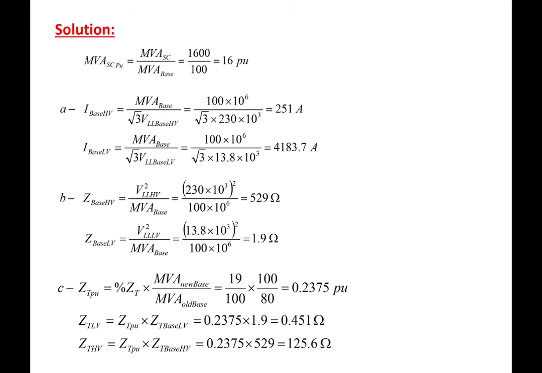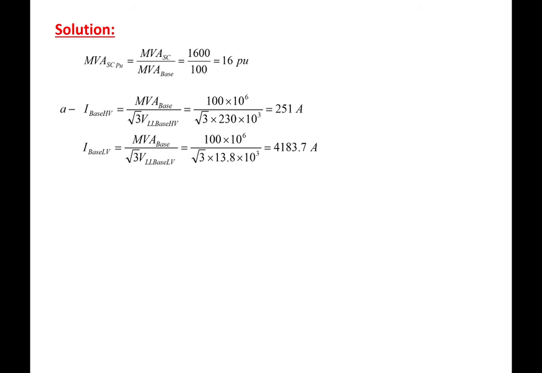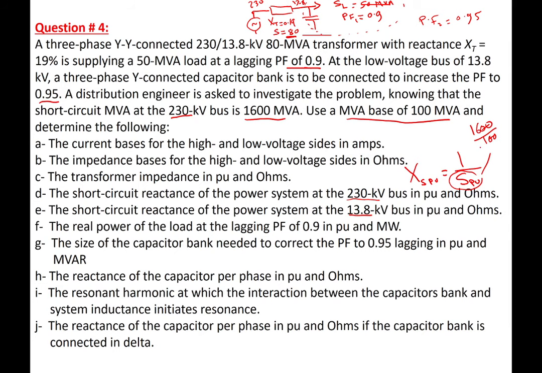Okay, next one. What is the next question? Okay, we found that one. The rated power of the load at lagging power factor in per unit and in megawatt. So we know S is equal to 50, then P is equal to S cosine theta. So S times power factor will give us the power in megawatt. Divide that by the base, and that will be in per unit.